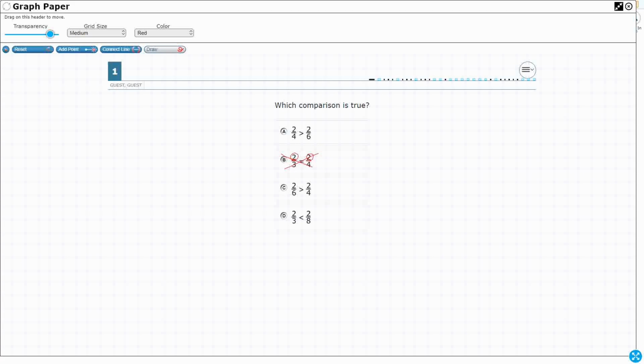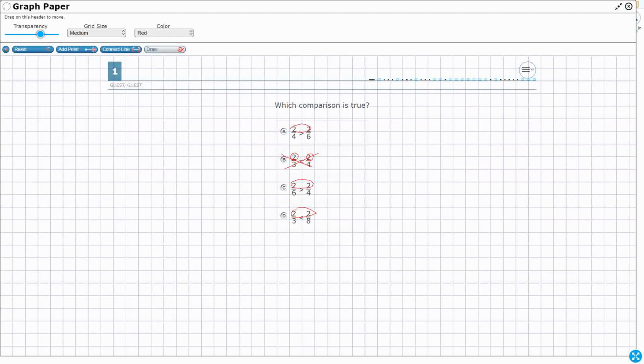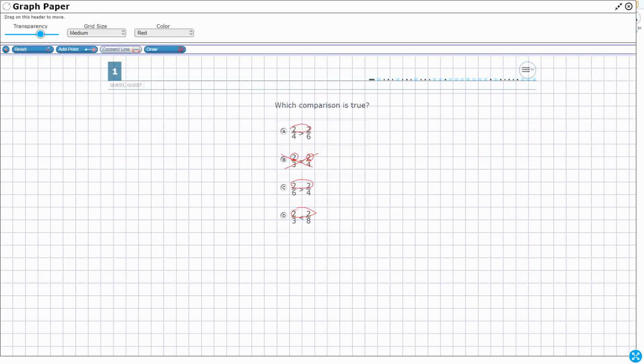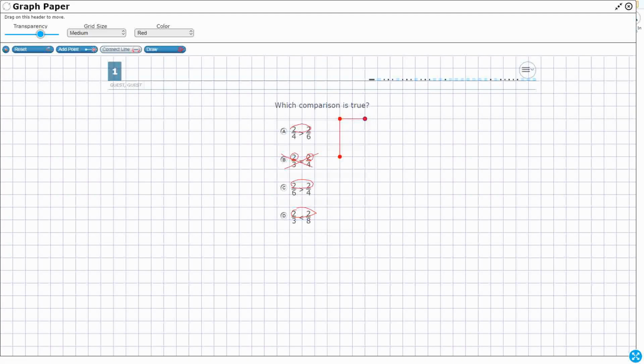So how do we compare the rest of these? Well, take a look. All of these numerators are even. Actually, all 4 answer selections have numerators of 2. So what do we know about that? Well, I'm going to draw some shapes here to demonstrate what we want our students to be able to do, right? So if we were to draw these two shapes, those are two equal parts.